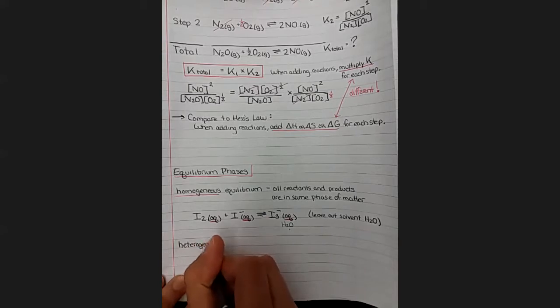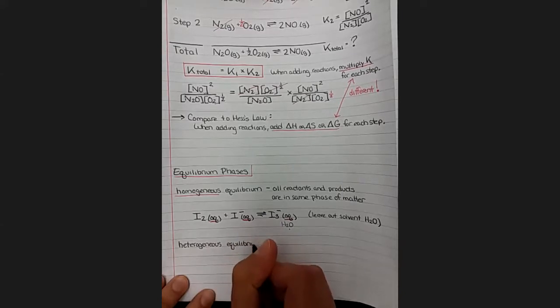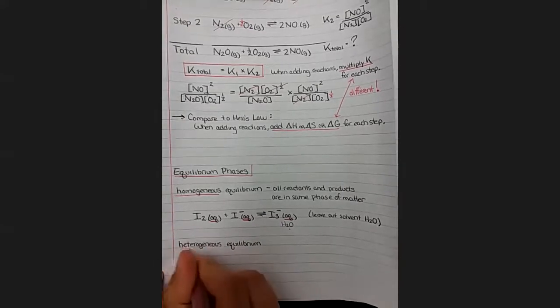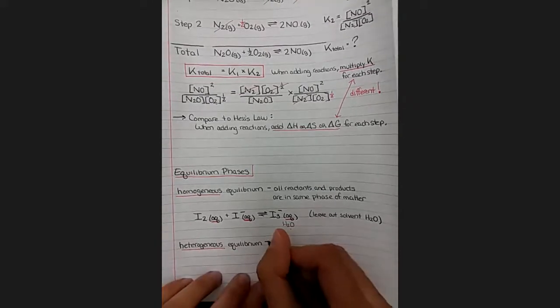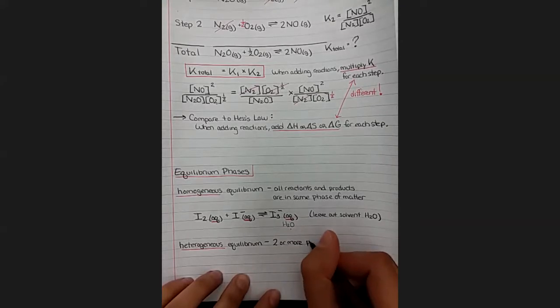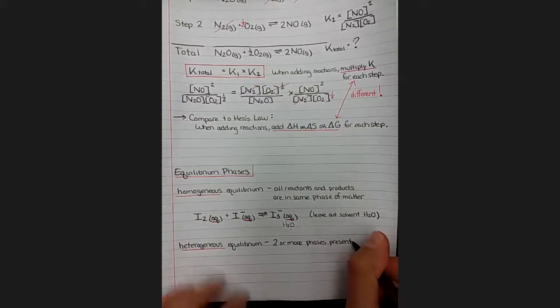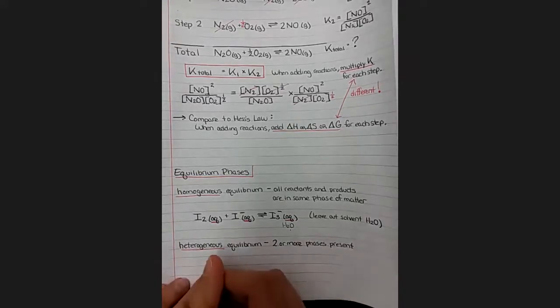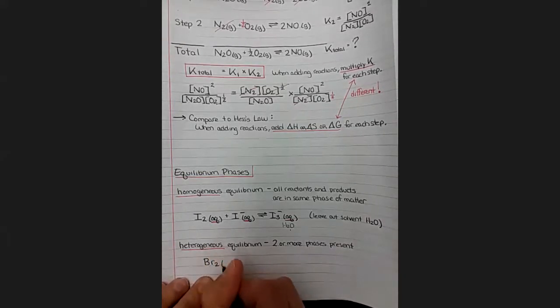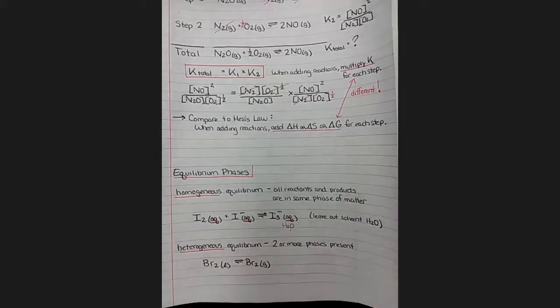Okay, and the other type is a heterogeneous equilibrium. Hetero meaning different. And in this case, there are two or more phases present in the mixture. So it could be any combination of solids, liquids, gases, or aqueous phases. So here's an example of a phase change of bromine, Br2 as a liquid, going to Br2 as a gas. There's a liquid and a gas, both present in this equilibrium.